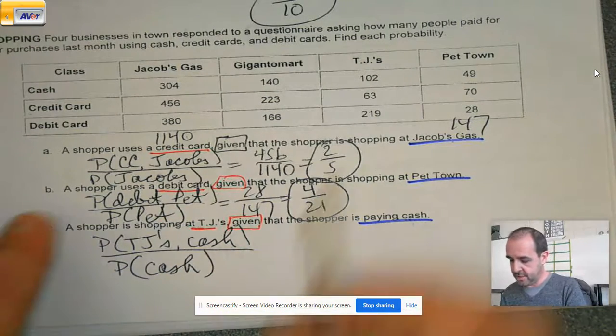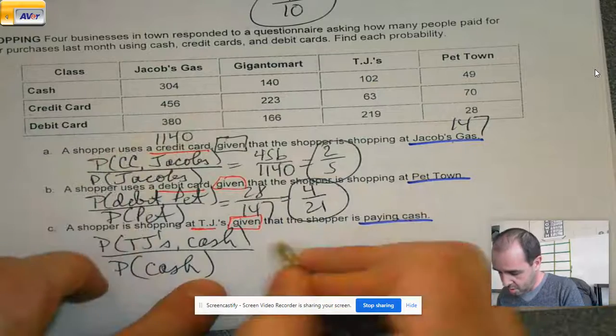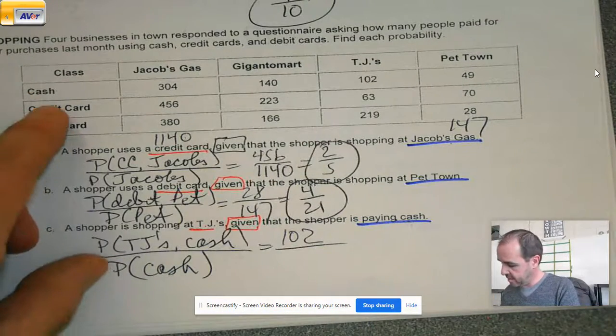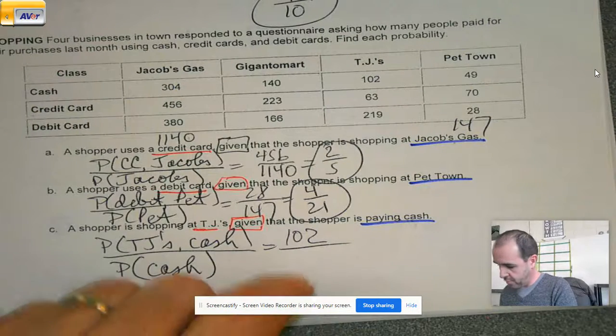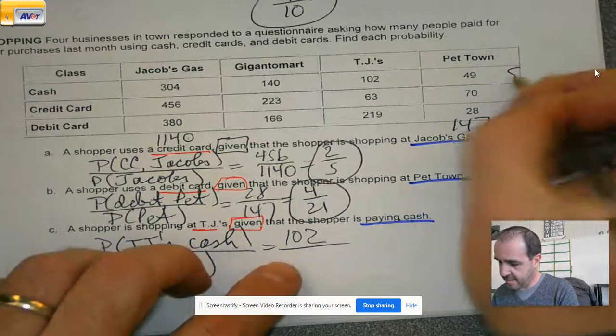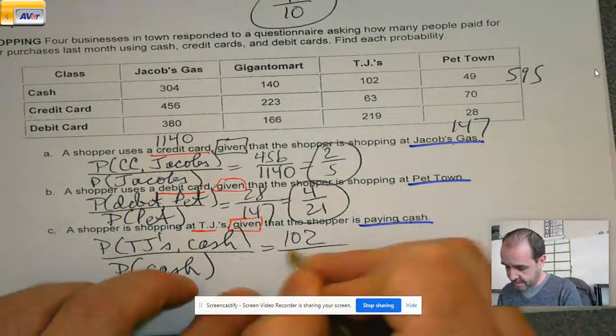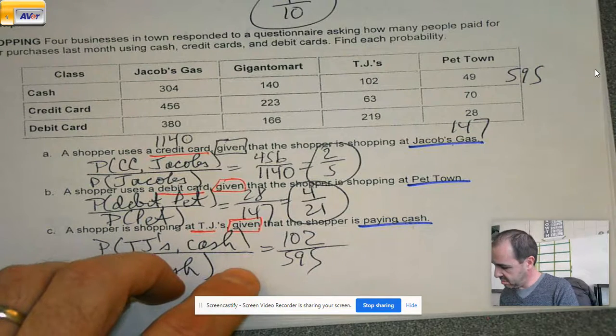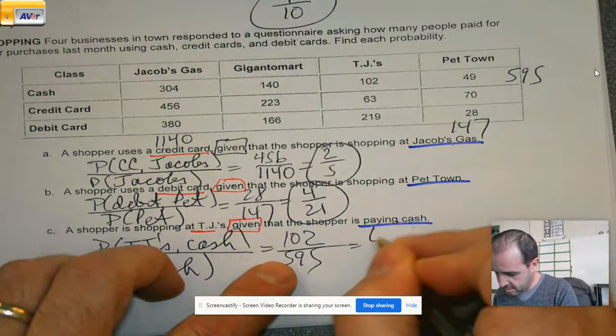So let's see, TJ's and cash, 102. Total cash, all right. So it's this whole row that we're going to be adding. 595. I don't think that's going to reduce. And I'd be wrong.